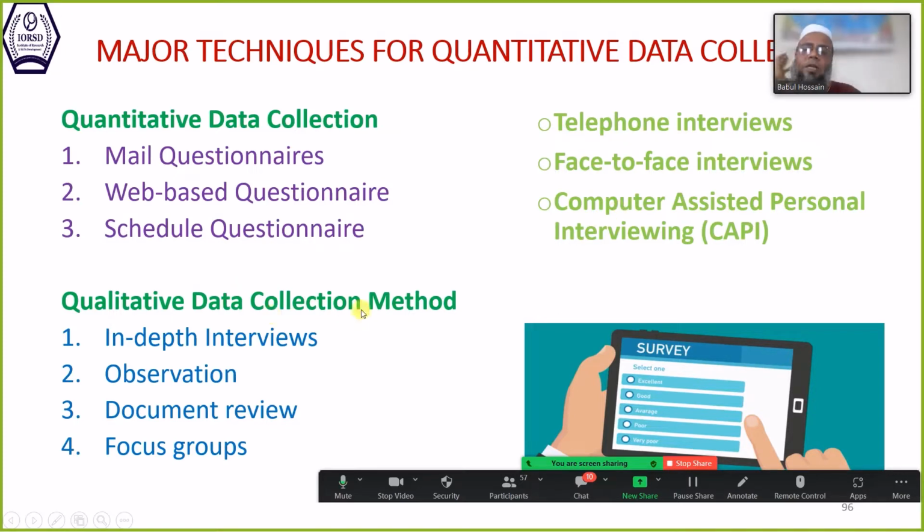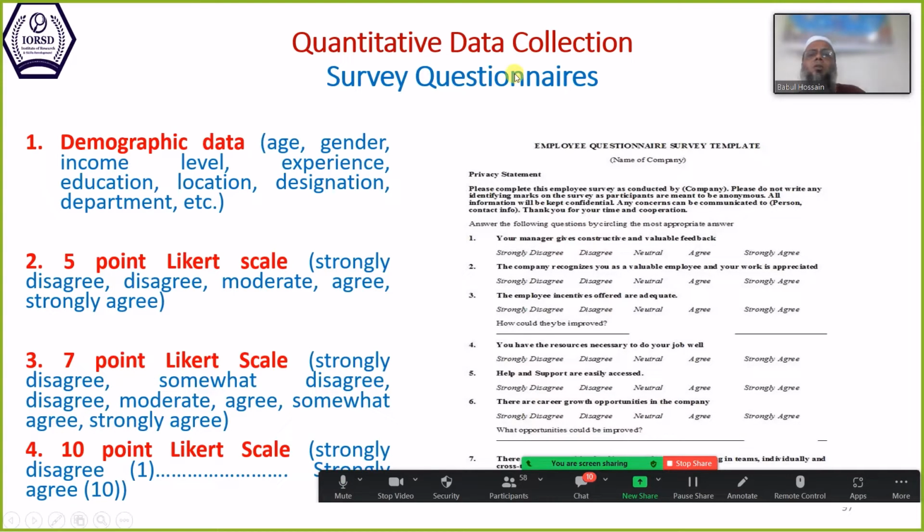So qualitative data collection methods are in-depth interviews, observation, document review, and focus group. And you know, telephone interview nowadays is very popular. Face-to-face interview, computer-assisted personal interview. I shall explain each and everything, inshallah. So in quantitative data collection, we have these kinds of data. Demographic data like respondents' age, gender, income level, experience, education, location, designation, department, etc.